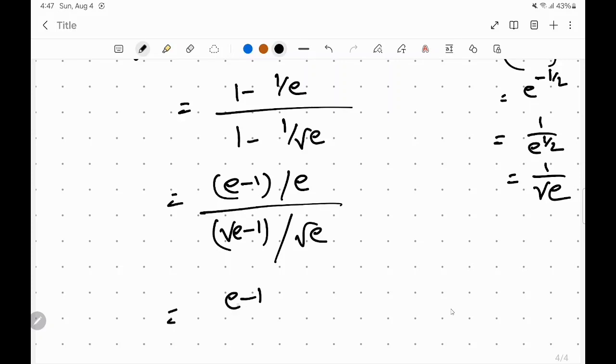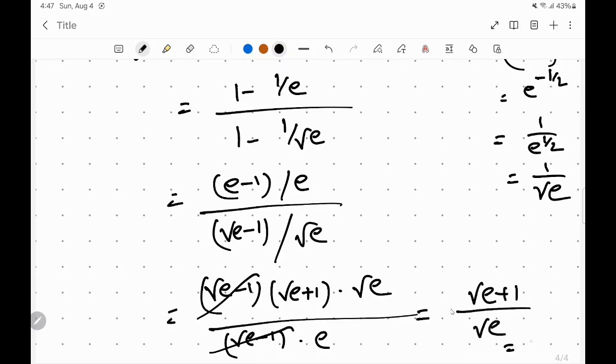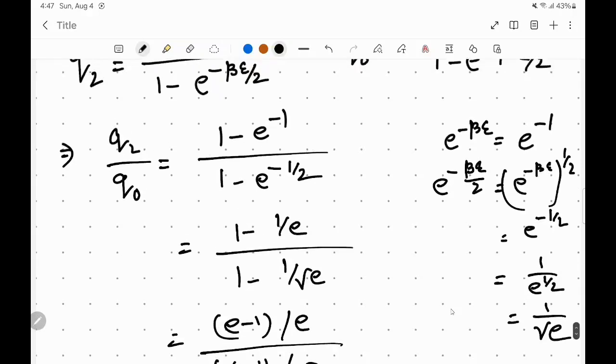So it is e to the power minus 1. How can you write it? This is like this: into root e divided by root e, into e to the power minus 1 into e. So essentially this will be cancelled out. Root e by root e, plus 1 by root e. Yes, exactly. Or you can approximate it as 1 plus 1 by root e. So these are the changes.